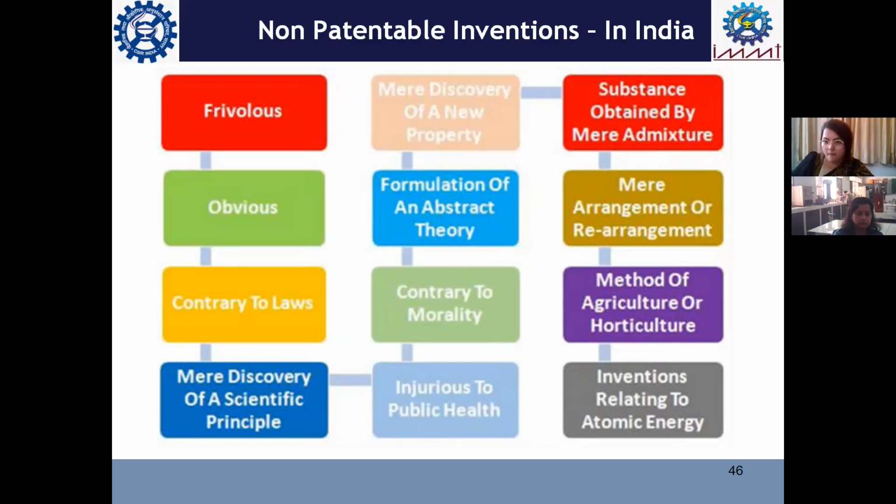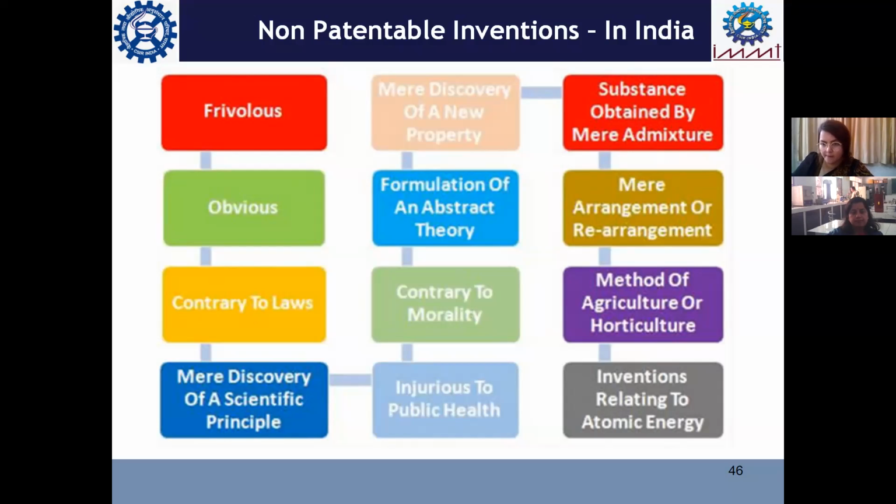Even though they have a very decent level of inventive step, they are novel, and they have a very high level of utility, in spite of that they are not patentable because they fall under Section 3 and Section 4. Frivolous, obvious, contrary to the laws, mere discovery of a new property or a principle, formulation of an abstract theory, works that are contrary to morality, which are injurious to public health, substances or apparatus made just by arrangement or rearrangement or duplication of things, methods of agriculture, horticulture, or inventions related to agriculture and others. All these are not patentable.